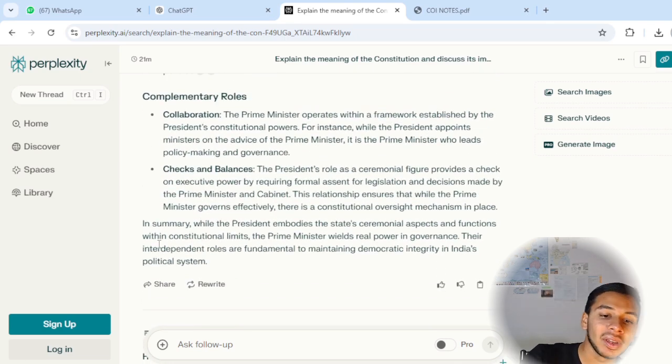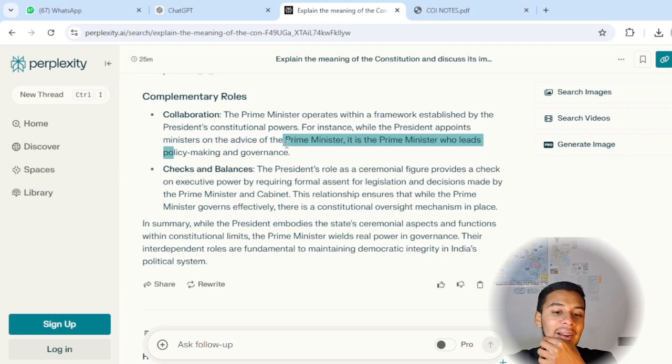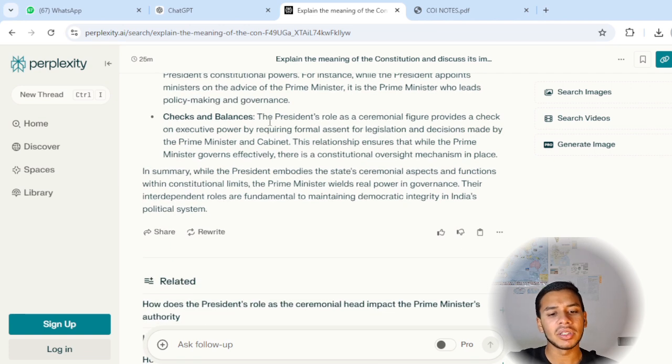Even the Prime Minister is doing his good job. Now, talking about the complementary roles of the PM and the President. Firstly, let's talk about collaboration. The Prime Minister operates within a frame established by the President's constitutional powers. For instance, while the President appoints ministers on the advice of the Prime Minister, it is the Prime Minister who leads policy making and governance.